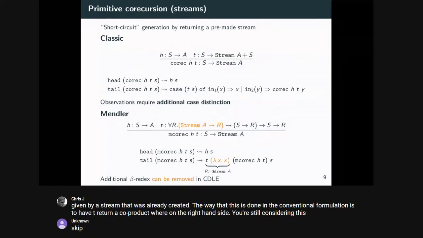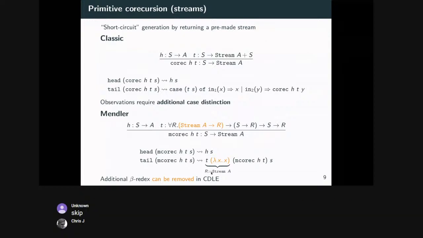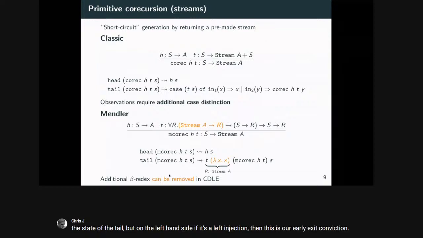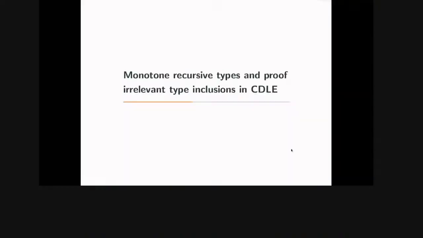In the operational semantics, again, instantiating the type argument R to stream A, we see that now this additional argument obligates us to provide a function of type stream A to stream A. And of course, this is easily given by the identity function. Noting here, in the case of the Mendler style formulation, you see that there is still this additional beta redex. But in the next section, I'm going to show that even this little bit of overhead can be completely removed in CDLE.